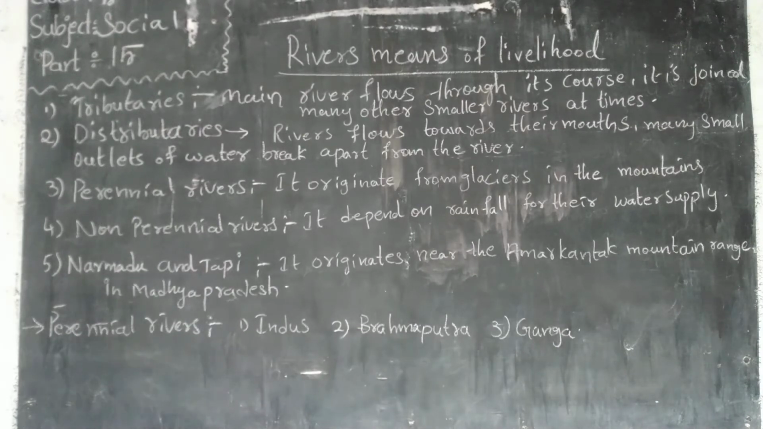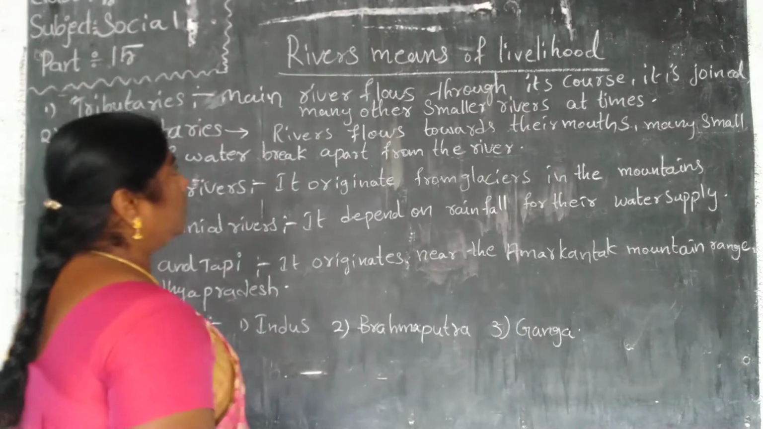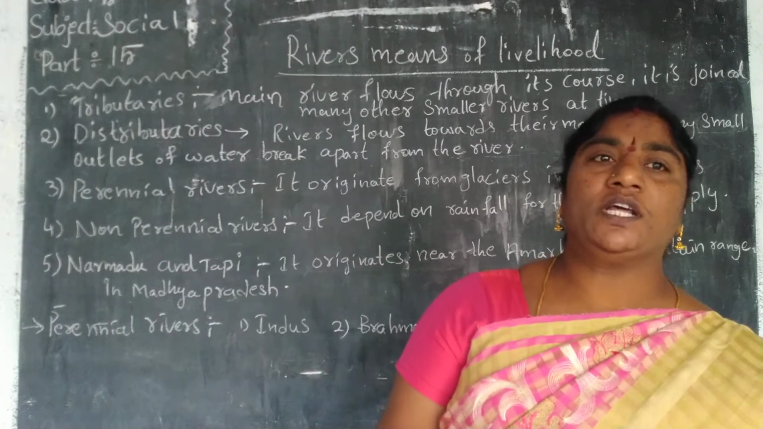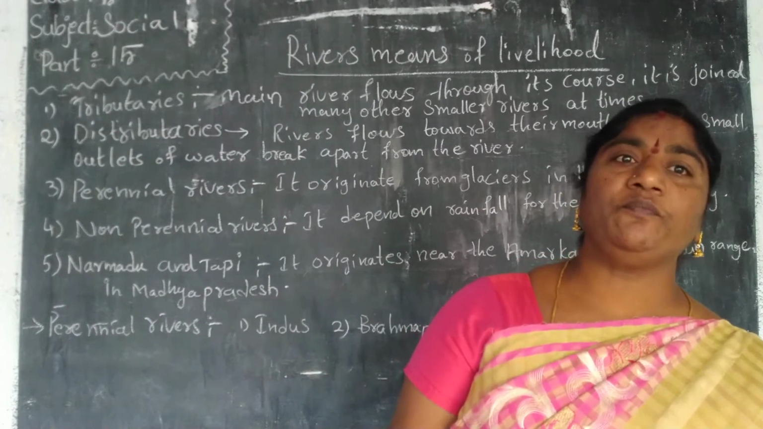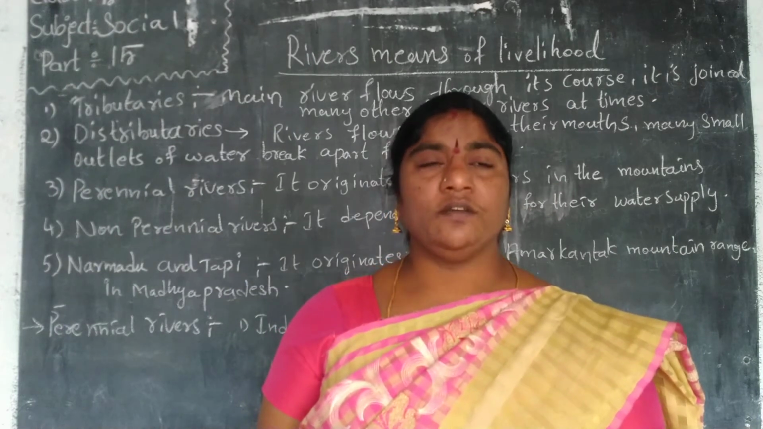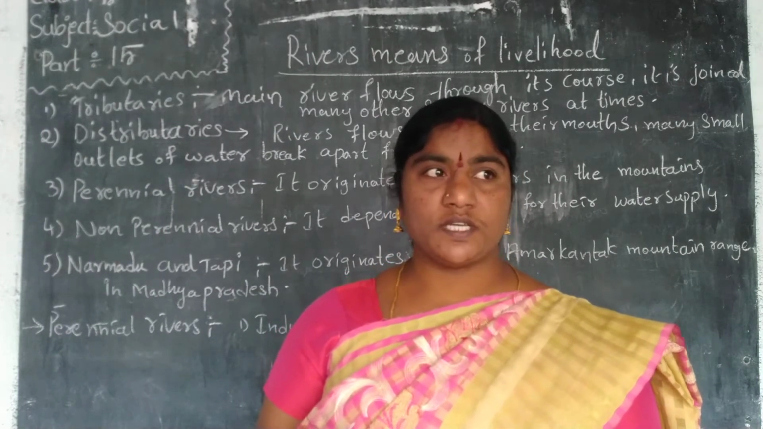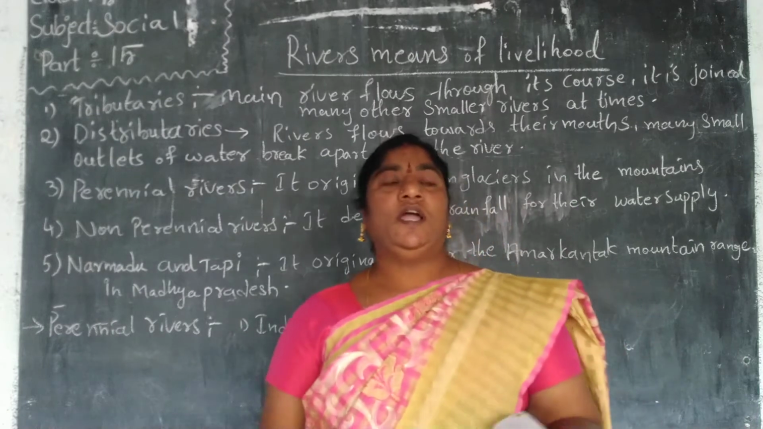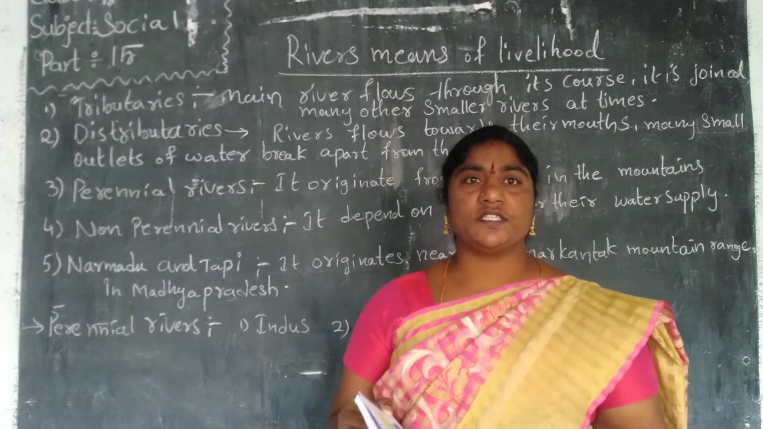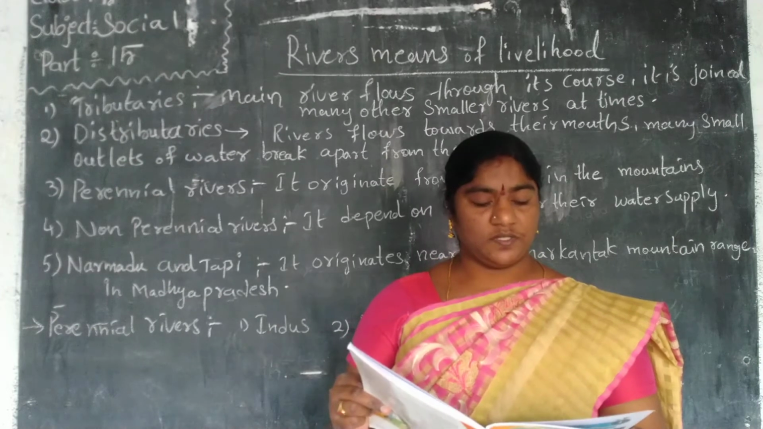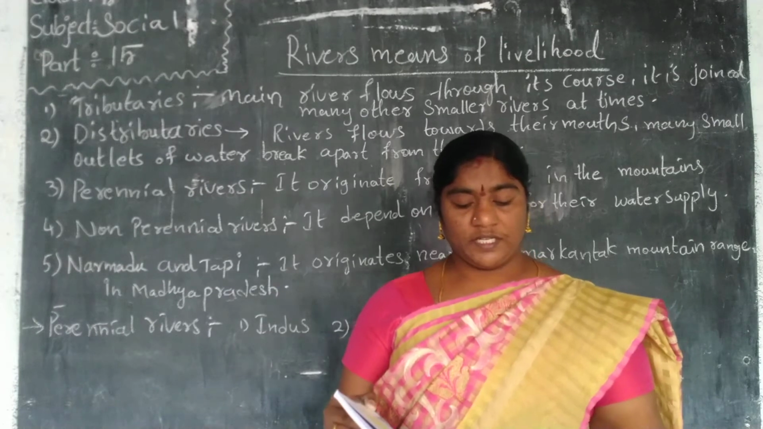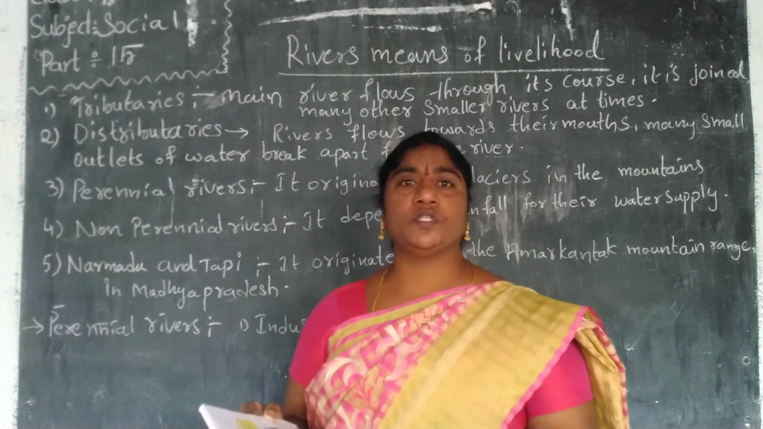In the last video, we learned about rivers: how they flow, where they start from, how many types of rivers there are, where they are located, and the stages of rivers. In the last session, we discussed the stages of rivers. They are the source, course, and mouth.